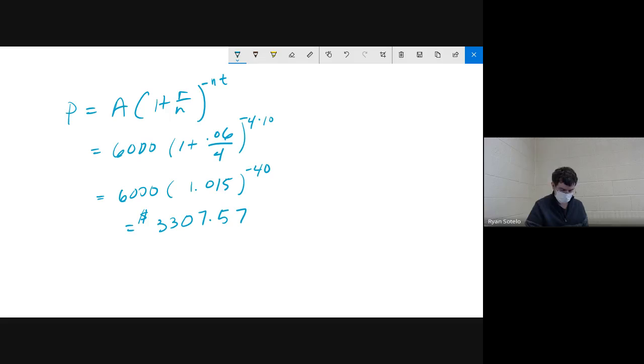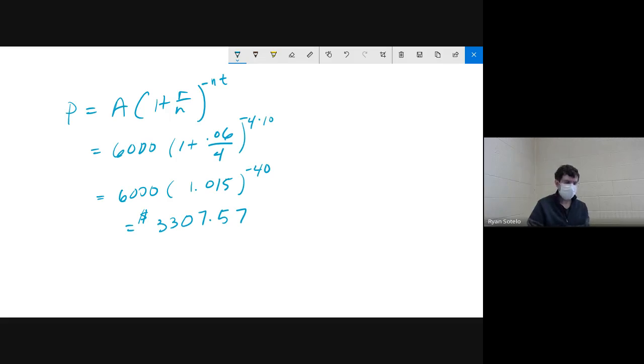So we needed about $14 and some cents extra because we didn't compound daily, we compounded quarterly. But it's still not too far off. Over 10 years, $14 isn't a huge deal. But we only invested 6,000. So not a huge difference there. You guys okay with that?